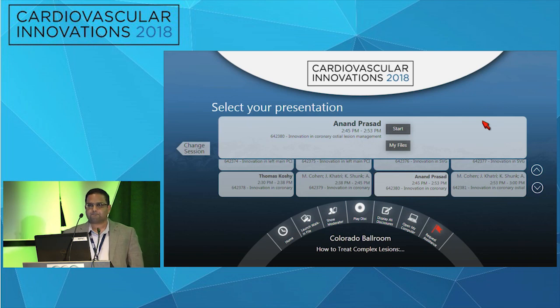I don't know if there's any comments from the audience. One question, and then I think we're on time to finish the session. So do you see any role for cutting balloons or AngioSculpts in ostial lesions?